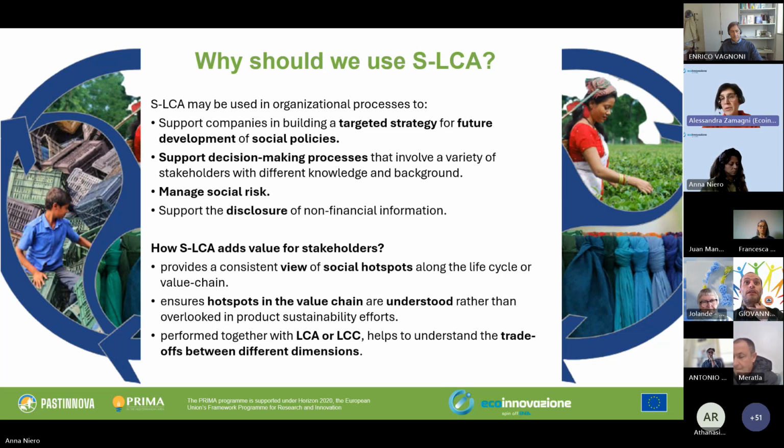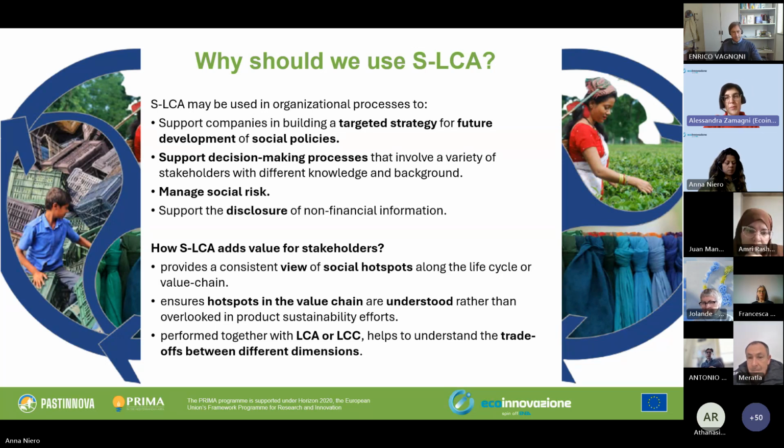It's also a very powerful tool for supporting the disclosure of non-financial information in a structured way. And it also supports organizations in defining a strategy for the development of social policies, thanks to this capability of providing a broad and comprehensive overview of where potential impacts might arise along the value chain and how relevant they might be. So the way in which the organization can prioritize intervention also in relation to social aspects. But remember that we are not talking only about negative impacts, we are talking also about positive impacts. So social LCA is a methodology that supports valorizing these benefits that characterize a product system along the value chain.